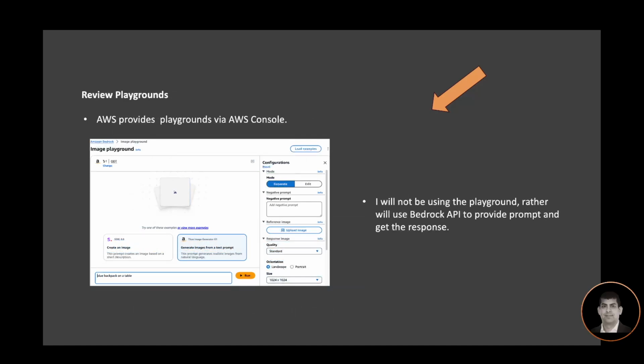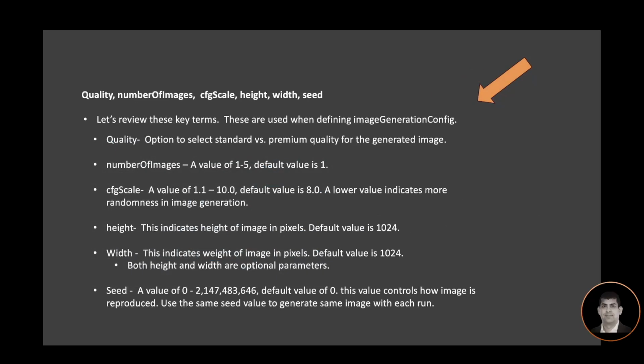AWS provides a Playground via the AWS console, where we can provide the source and look at the output. However, I will not be using the Playground. Rather, I'll use the Bedrock API to provide a prompt and then get the response. Here are some of the key parameters and key terms. These are used when defining the image generation config.